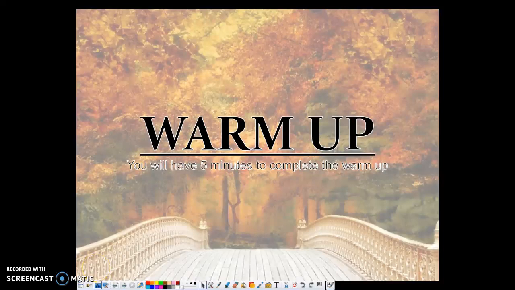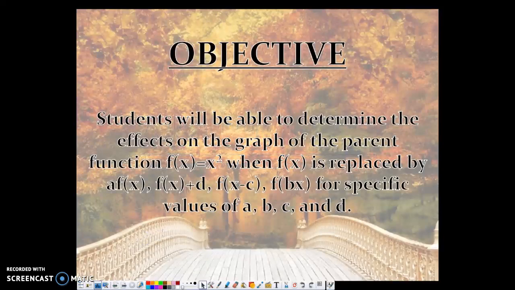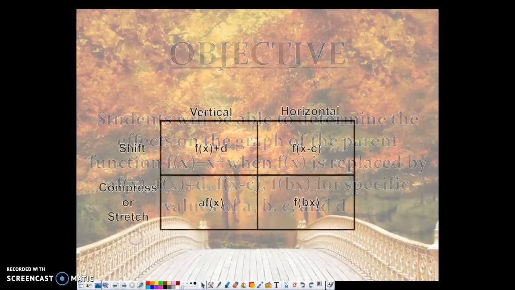Alrighty, so here we go on day 2 of quadratic transformations. So today students will be able to determine the effects on the graph of the parent function f of x equals x squared when f of x is replaced by f of x plus d, f of x minus c, and f of bx for specific values of a, b, c, and d.